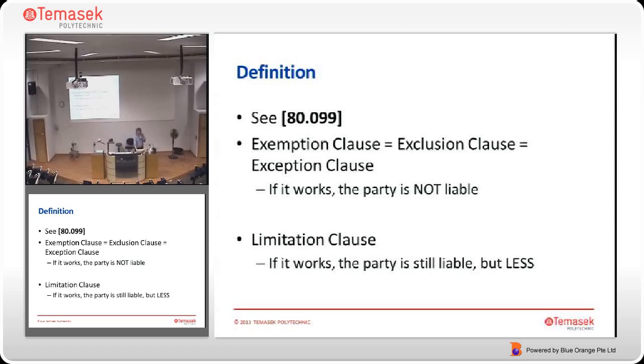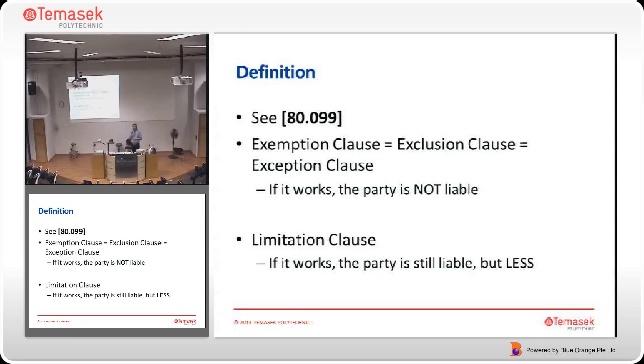It can be called an exemption clause, exclusion clause, or exception clause. If it works, then the party in breach, the party who has breached the contract, done something wrong and caused damage, is not liable if the exemption clause is effective. That's the bottom line you must remember. The party who is in breach and causes damage is not responsible for it, because that clause works.